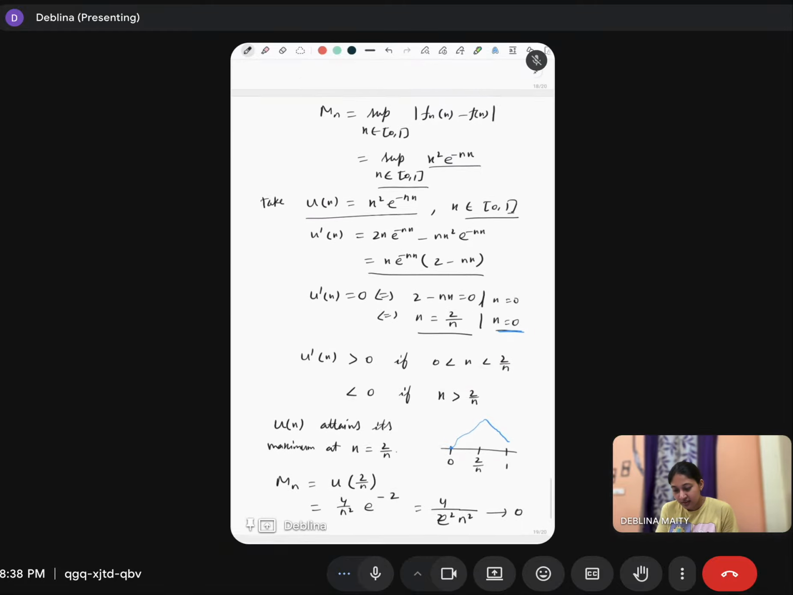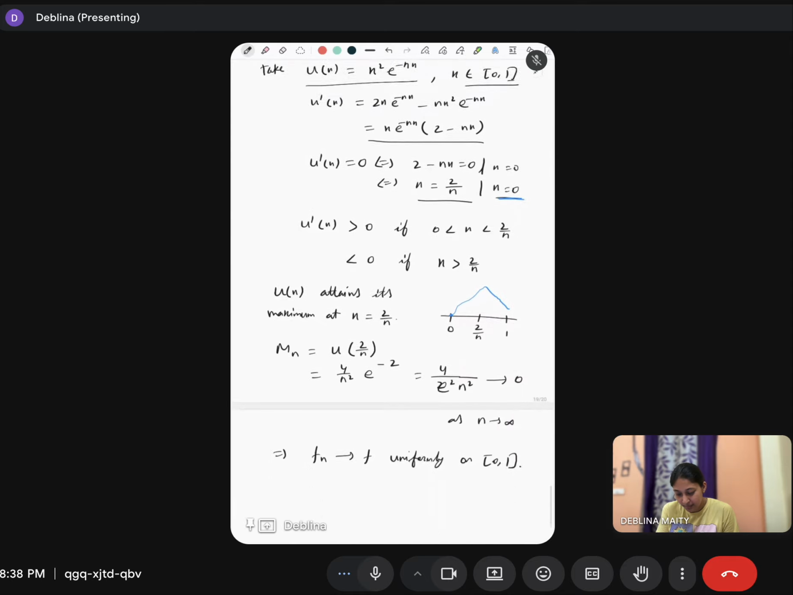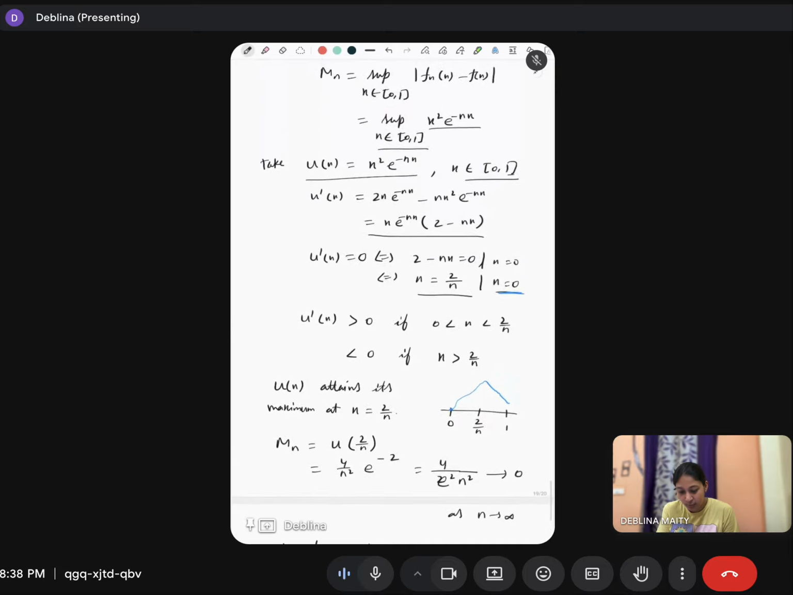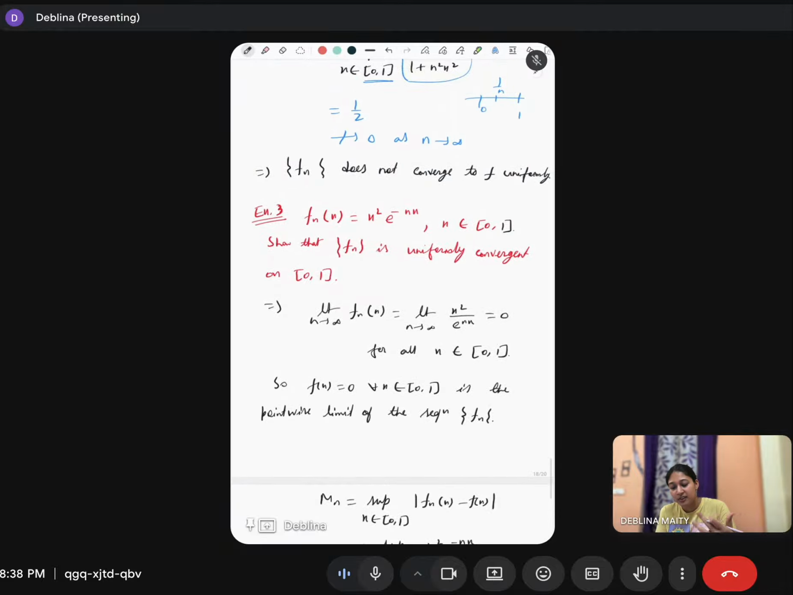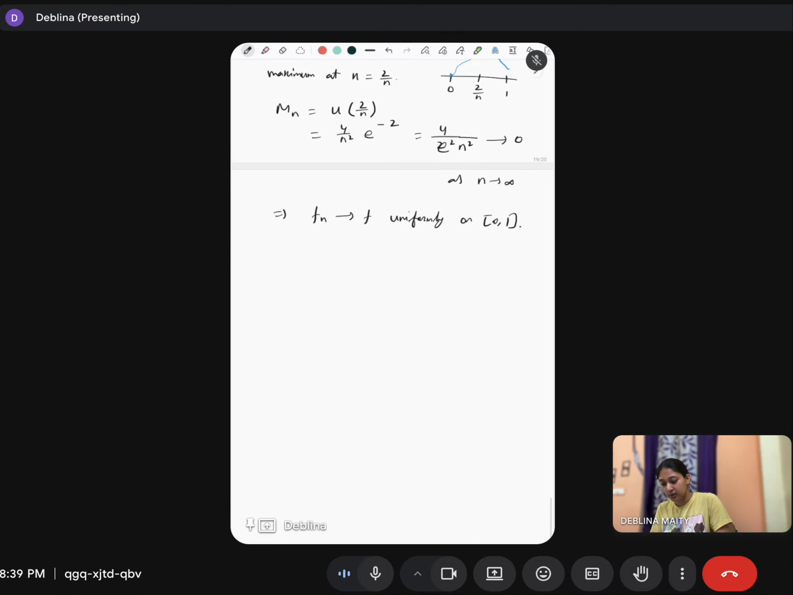Now instead of 0 to 1, if we take 0 to infinity, this will also be true, because the maximum point here, 2 by n, lies between 0 and 1. So if we take 0 to infinity, F_n also converges to F uniformly on 0 to infinity. Right? Okay.